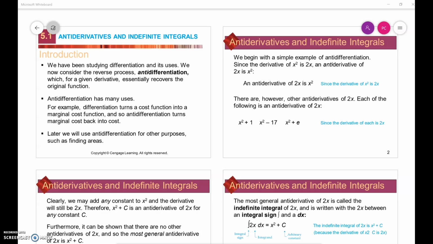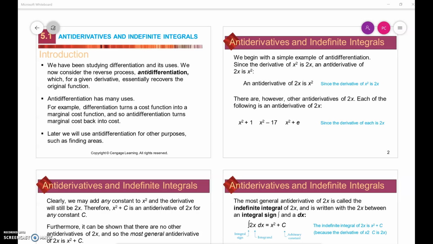All right, this is the section 5.1 video for business calculus, and in this chapter we're talking about integration and its applications. So we've been studying differentiation and its uses, like taking the derivative. We're now going to do the reverse process, which is anti-differentiation. Every operation in mathematics has an inverse operation. Well, this is the inverse to derivatives.